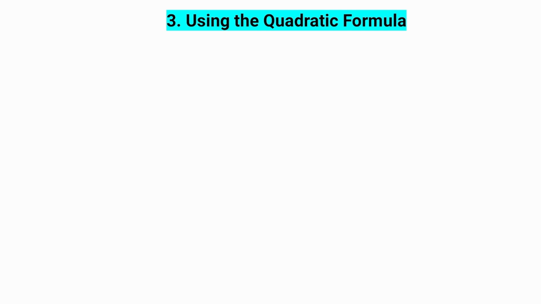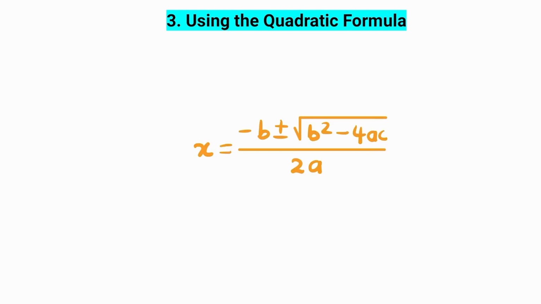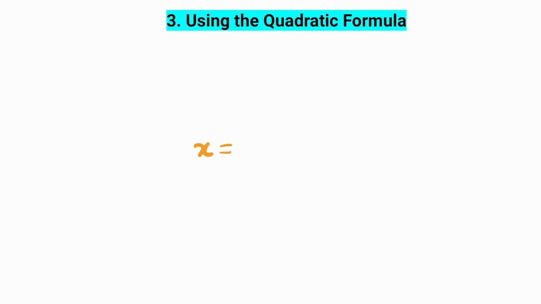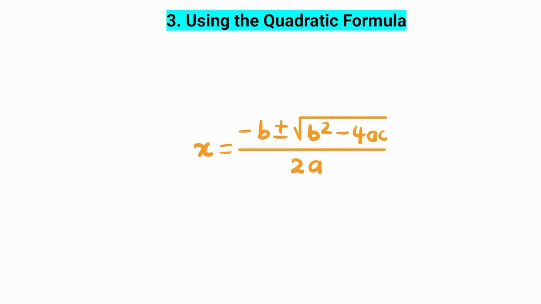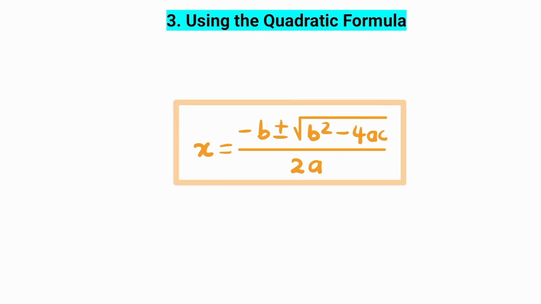So the quadratic formula looks something like this. x equal to negative b plus or minus the square root of b squared minus 4ac over 2a. Again, repeat after me: x equal to negative b plus or minus the square root of b squared minus 4ac over 2a. Repeat after me for one final time: x equal to negative b plus or minus the square root of b squared minus 4ac over 2a. This is what we call the quadratic formula.